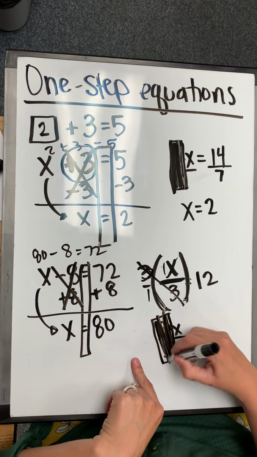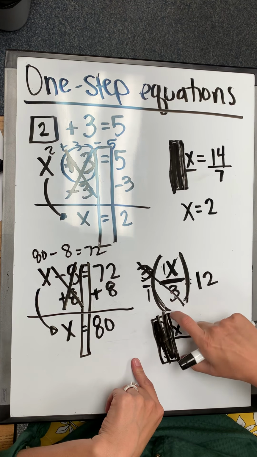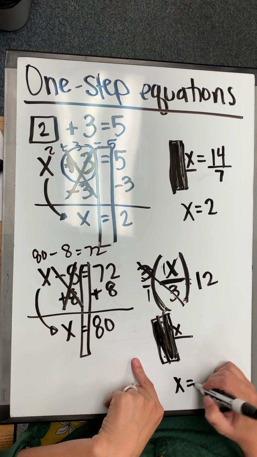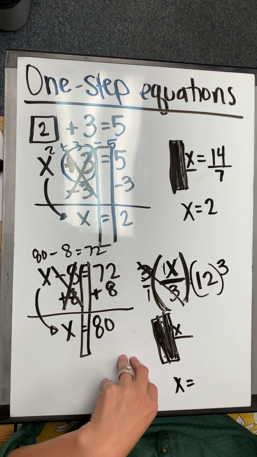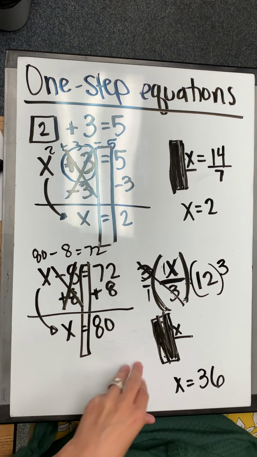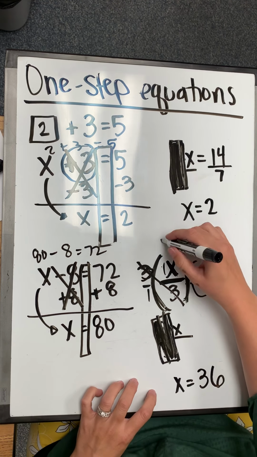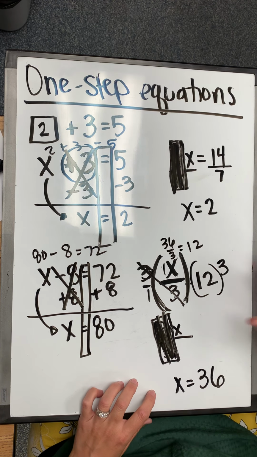Just like it did up here when we divided, when we multiply, it does the same thing. It creates that 1, so we just have an x. And then over here, we have to do the same thing to keep it equal. We times it by 3. 12 times 3 is 36. And then if I check it, 36 divided by 3, hey, that equals 12. That's what I should have gotten.